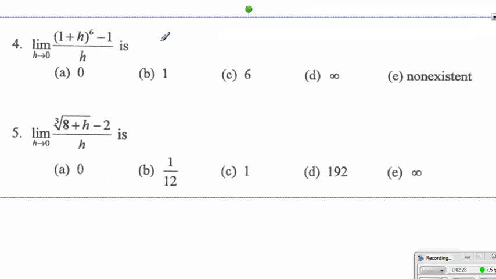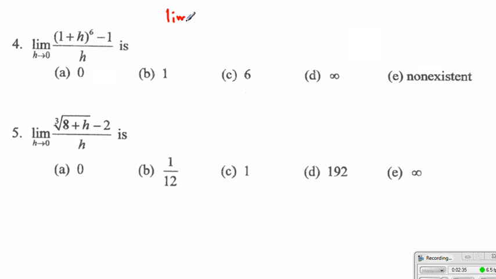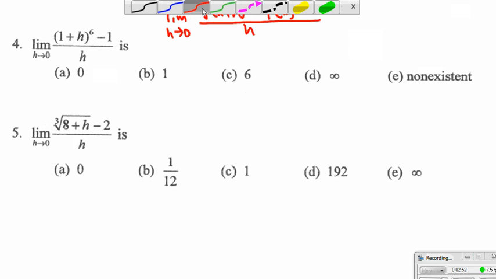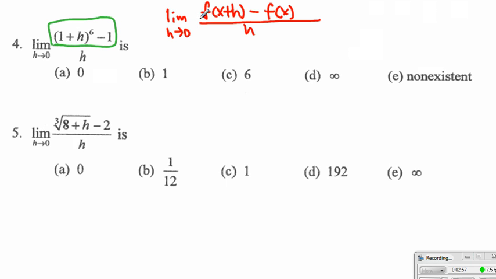Here, let's try to look into this one. Number 4 and number 5, I want you to think about the definition of limit, where the limit as h approaches 0 of the expression f of x plus h minus f of x over h. Now, when you compare, you will realize that the numerator should give you a nice hint about what f of x would have been, because this expression is ultimately equal to f prime of x.